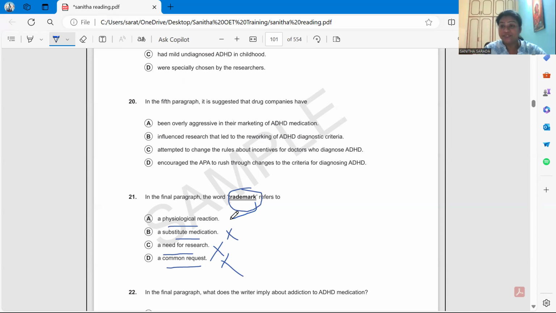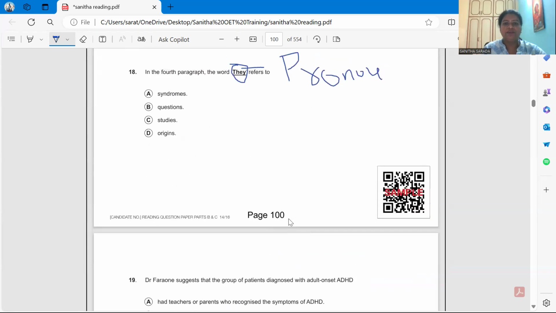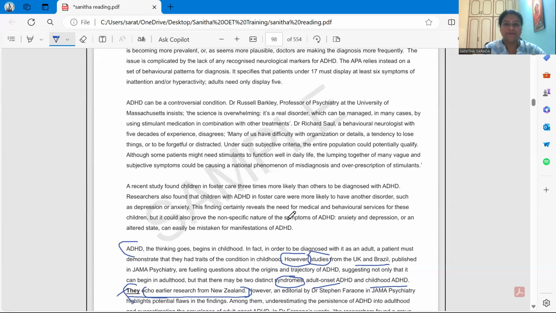Okay, got it. Today onwards, we are not going to make any mistakes in OET reading part C, lexical or reference questions. Definitely, you will get them. Most of the students are facing problems in these types of questions. Now, we are going to see another two questions.